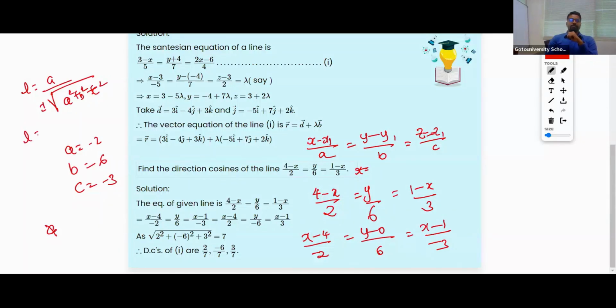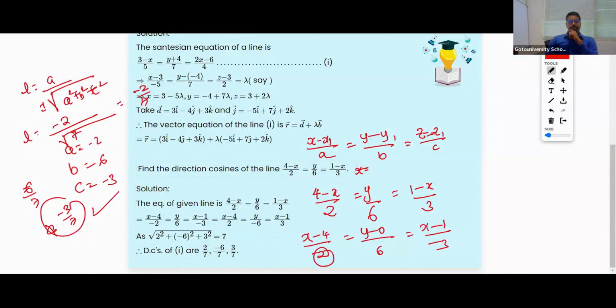Can you recall that? So that is minus 2 divided by the square root of what? 2 square is 4, plus 36 is 40, plus 9 is 49. So the root is plus or minus 7. It is going to be minus 2 by 7. Right? Yes. So it is minus 2 by 7, and this will be 6 by 7, and the last one is minus 3 by 7. So those are our direction cosines.